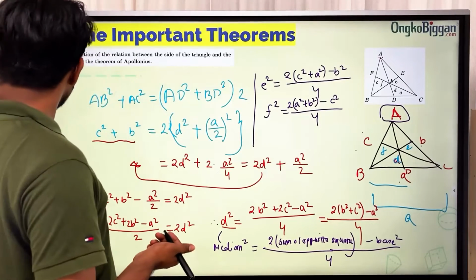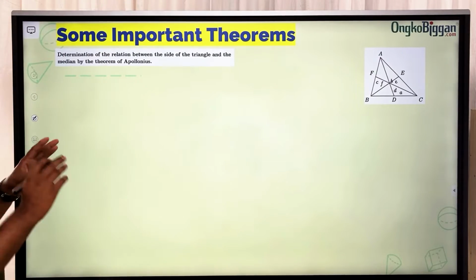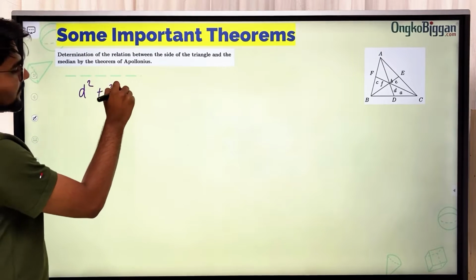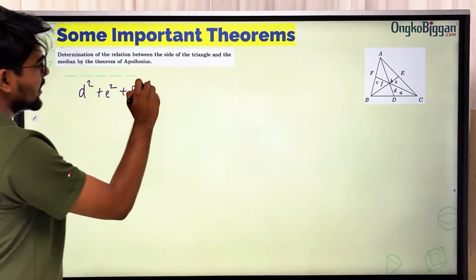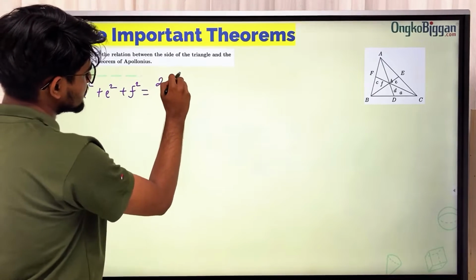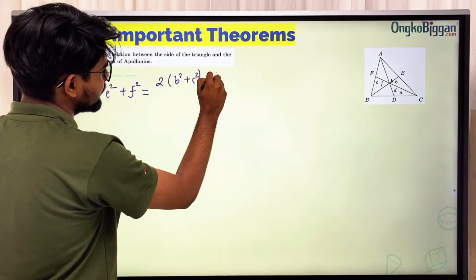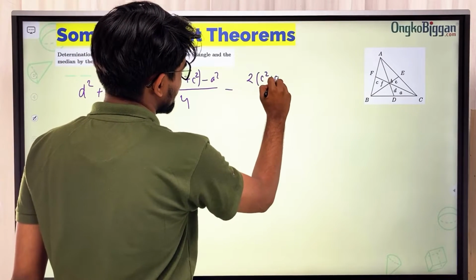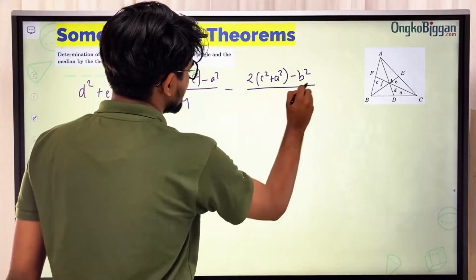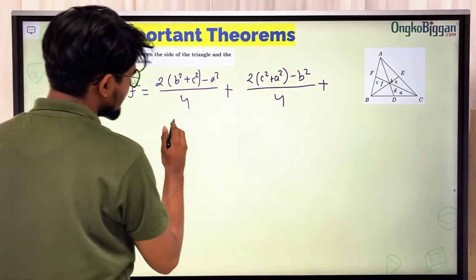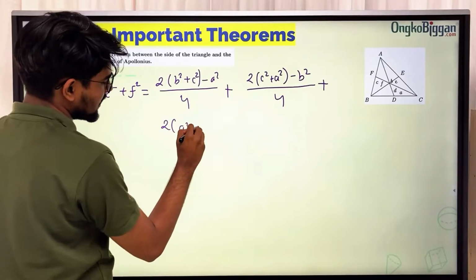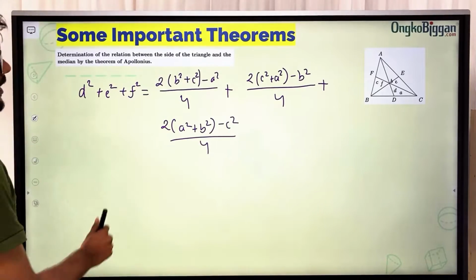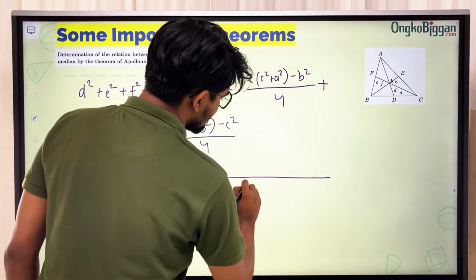So this is the basic of finding the relationship between the sides of a triangle and the median by the theorem of Apollonius. Now in the next part, if we add all of those values of our medians, d square plus e square plus f square, we see a common pattern. So 2 times (b square plus c square minus a square) divided by 4, plus 2 times (c square plus a square minus b square) divided by 4, and finally plus 2 times (a square plus b square minus c square) divided by 4. Now if I add them, 4 will be the common LCM.